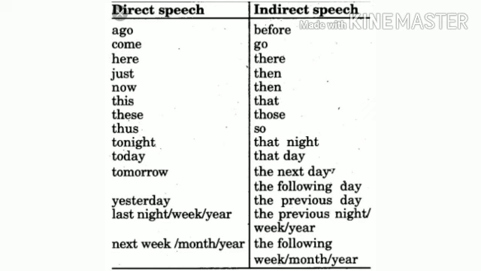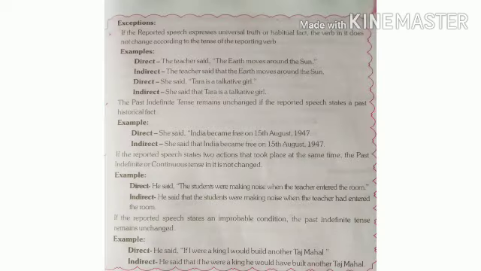Ago changes to before, thus changes to so, hence changes to thence, hither changes to thither, come changes to go. Children, there are some exceptions regarding changes of tense. So, if reporting speech has a universal truth or habitual fact, a past historical fact, two actions happening at the same time, or an imagined condition, there is no change in the tense of the reported speech.